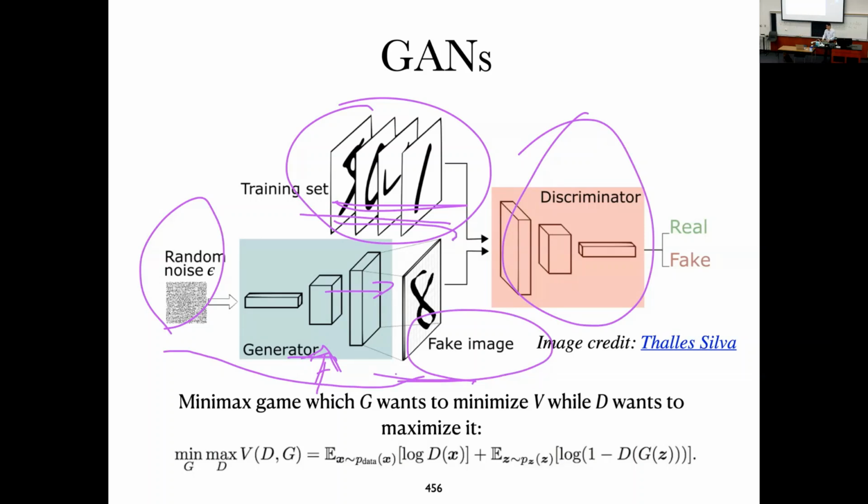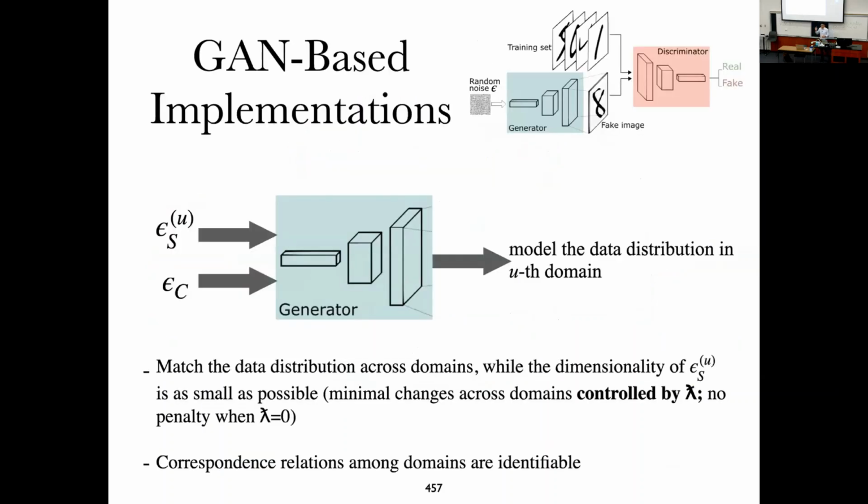And here you can see the cost function. It's exactly what I just explained. I will skip the equation. Now, if you have multiple domains, you can use the GAN to do the alignment. So here we have a lot of noise. They have the same distribution across domains. U is the domain index.